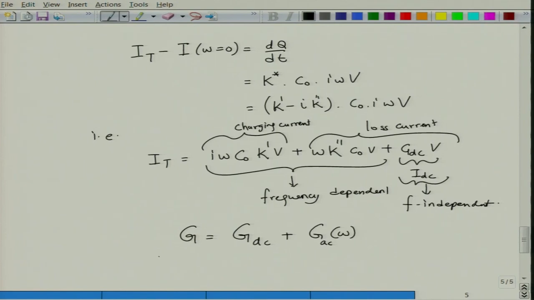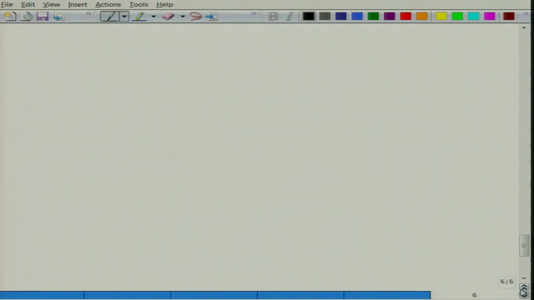So here we can say that G omega AC is equal to omega kappa double prime C naught. So this is basically the conductance, omega K double prime C naught. Sorry, there is no V there. Okay. So this is what it is, and we express the loss as tan delta. We define a new quantity called the loss tangent.